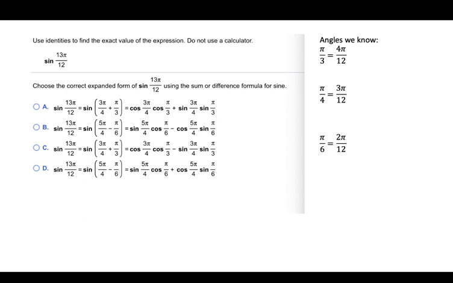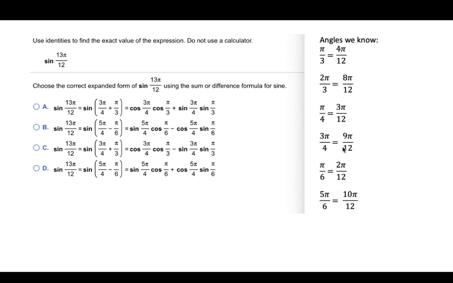Let's think about those angles in the second quadrant that have these as reference angles. So for example, pi over 3. In the second quadrant, that would be 2 pi over 3, and that would be the same as 8 pi over 12. Pi over 4 in the second quadrant would be 3 pi over 4, which is 9 pi over 12. And pi over 6 would be 5 pi over 6, which is 10 pi over 12.